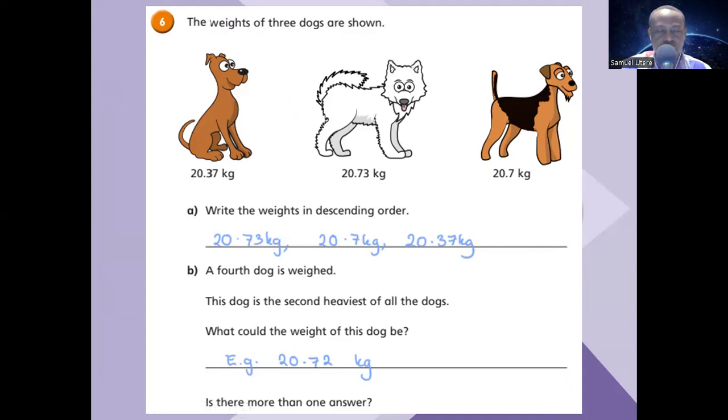And then for question 6B, a fourth dog is weighed. The dog is the second heaviest of all the dogs. What could the weight of this dog be? Well, it could be between these values. Yeah. Could be 20.72. Yeah, because it has to be greater than this.